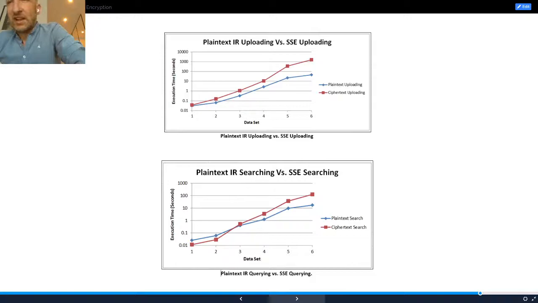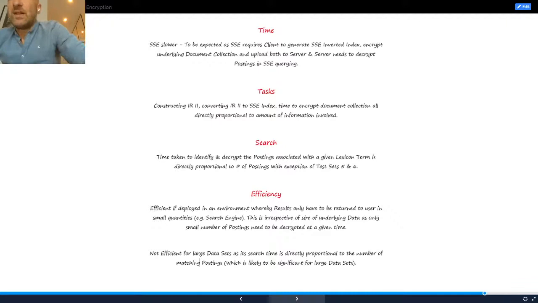So our conclusions were that symmetric searchable encryption is slower, but this would be expected, as searchable symmetric encryption requires a client to generate an inverted index, encrypt the underlying document collection, and upload both of these to the server. And then the server needs to decrypt these postings in a searchable symmetric encryption query. So the tasks were constructing the index, converting it to an encrypted index, and the time to encrypt the document collection, and these were all directly proportional to the amount of information involved.